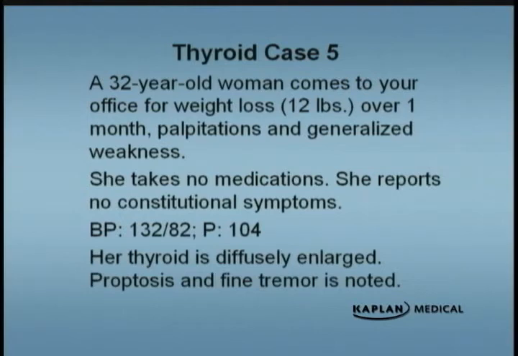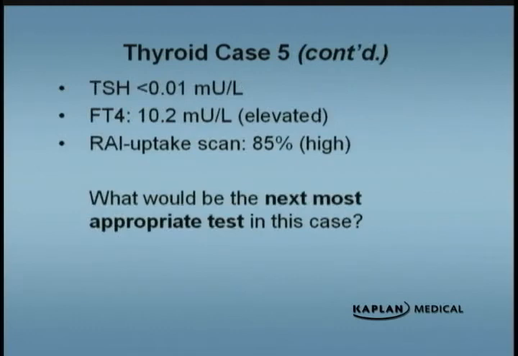So right away, without me saying anything more, just by seeing the proptosis and the thyroid exam, you know the diagnosis. This patient has Graves' disease, right? There's nothing else that this could be. So the TSH is low, the free T4 is elevated, and the radioactive iodine uptake scan is very high. 85% at 24 hours is high, because the top limit of normal is about 40%.